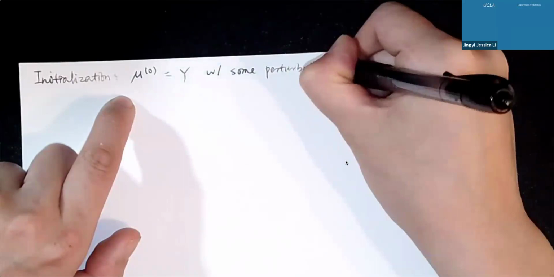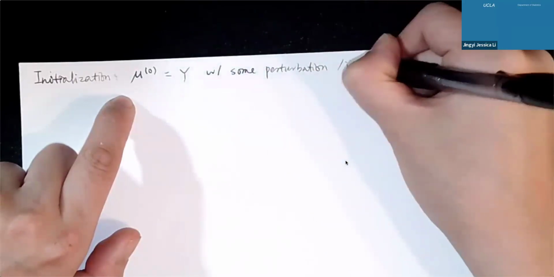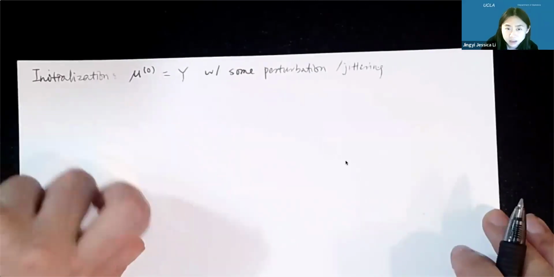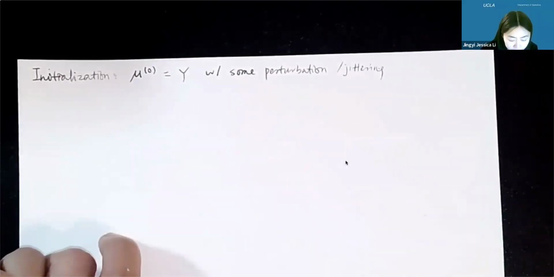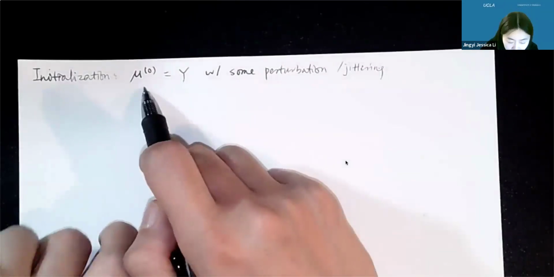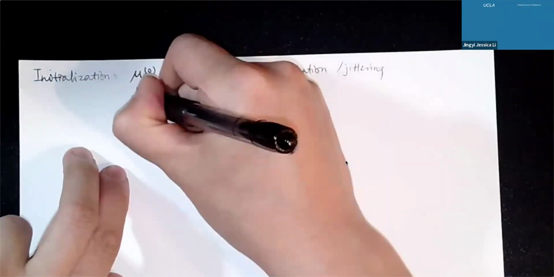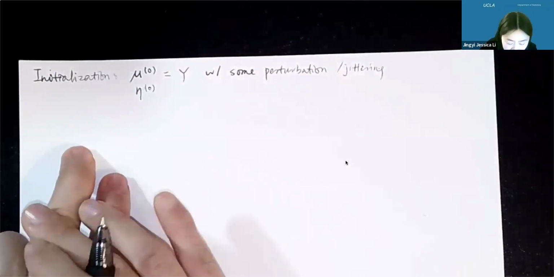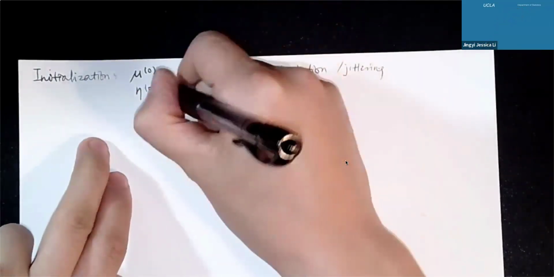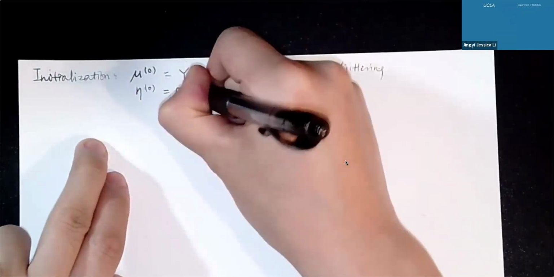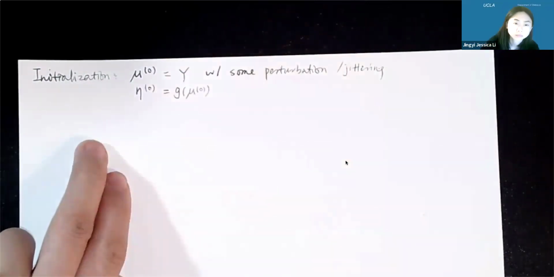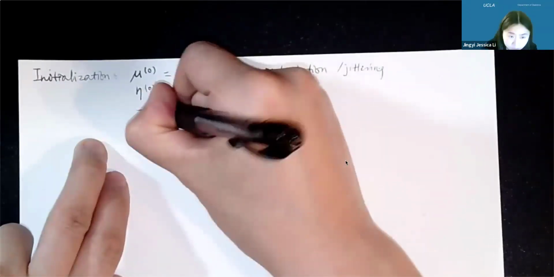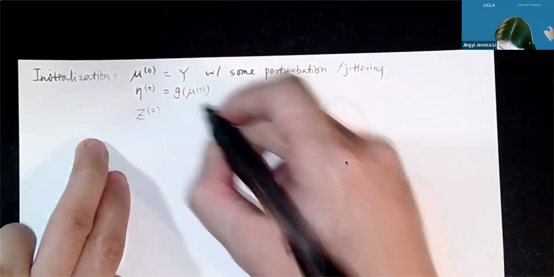Or there's a word called jittering. You might have heard this with R plotting. So by adding some small noise, you add some perturbation to the data. So with this mu 0, then eta 0, we just carry out other parameters based on their relationships. Eta 0 is just G at mu 0. And then Z0, that working dependent variable.